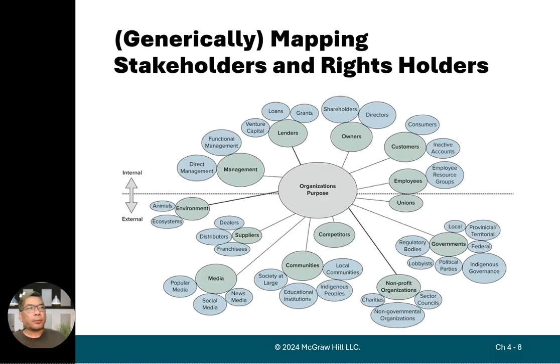Okay. The mapping of the stakeholders. This is the organization. There's the internal here: management, direct management, functional, loans, lenders, owners, customers, employees. So here, management, lenders, owners, customers, employees. These are the internal. The external are like environments, suppliers, media, competitors, community, NGOs, and government. So this is the organizational purpose in terms of the chart.